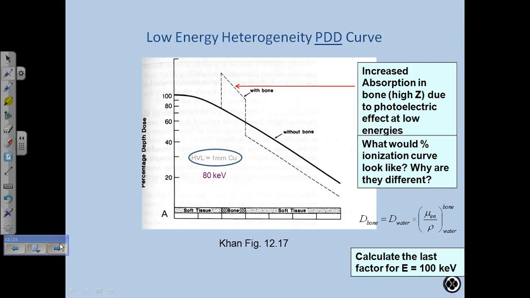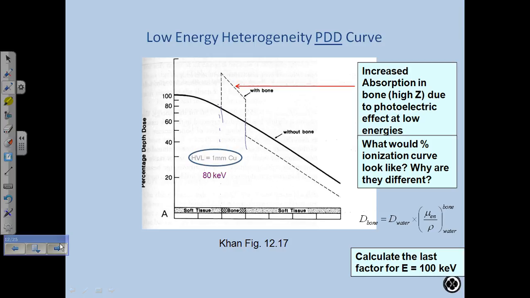And what they've done is they've included this thick line, which is the PDD without any heterogeneity materials, and then the dotted line is considering bone. And this part right here of the graph is just soft tissue. And then here, this is where the bone ends, and then it goes on to soft tissue again. So let's look at what happens as photons penetrate at low energies and they hit bone.